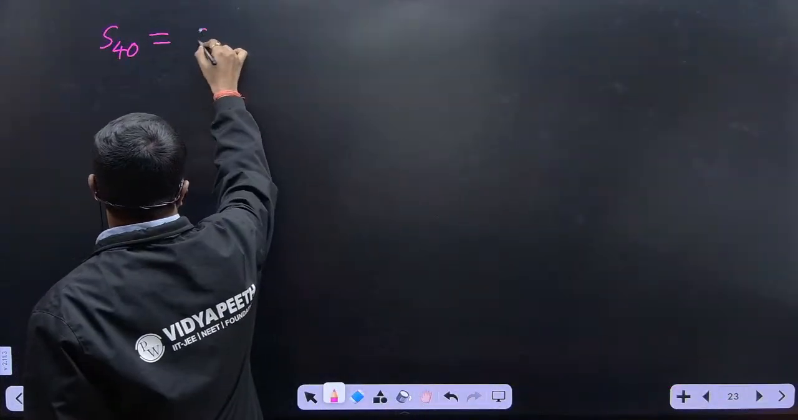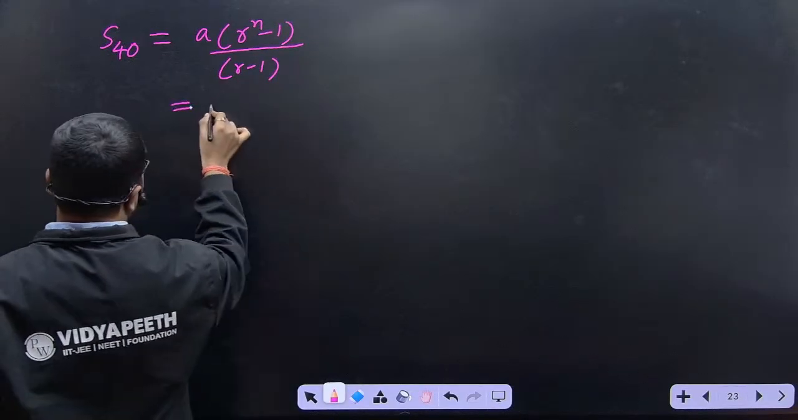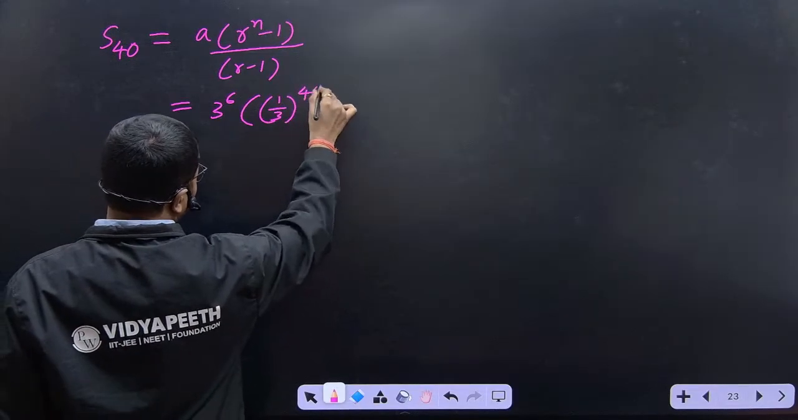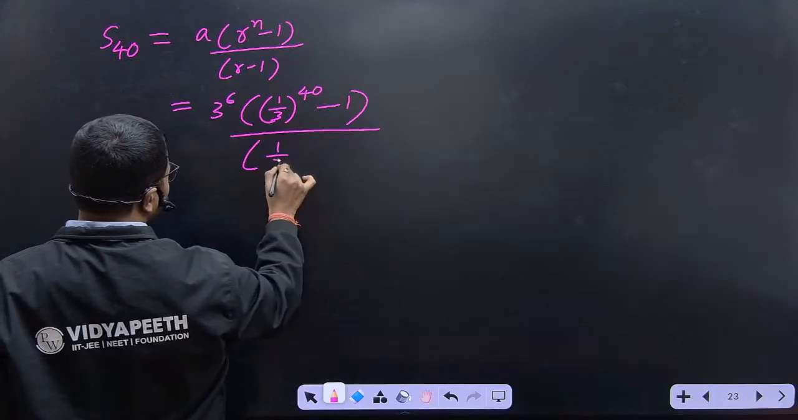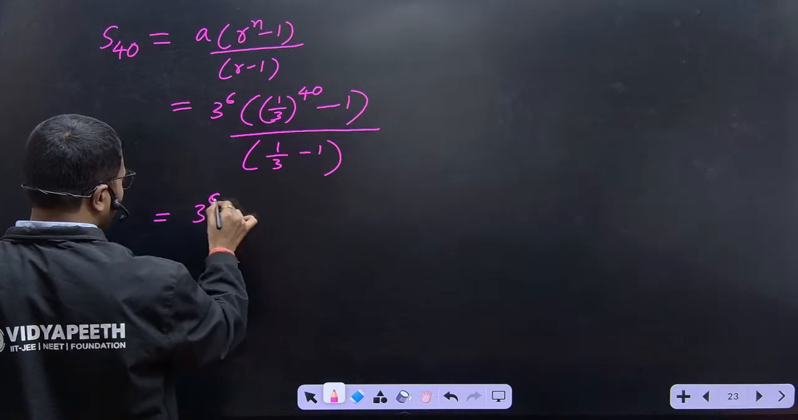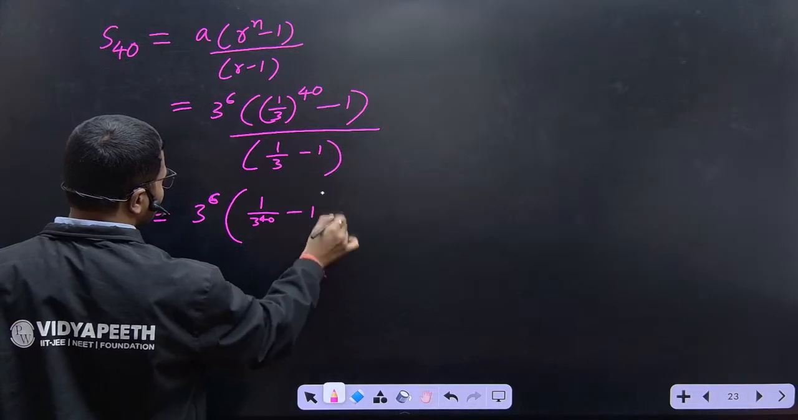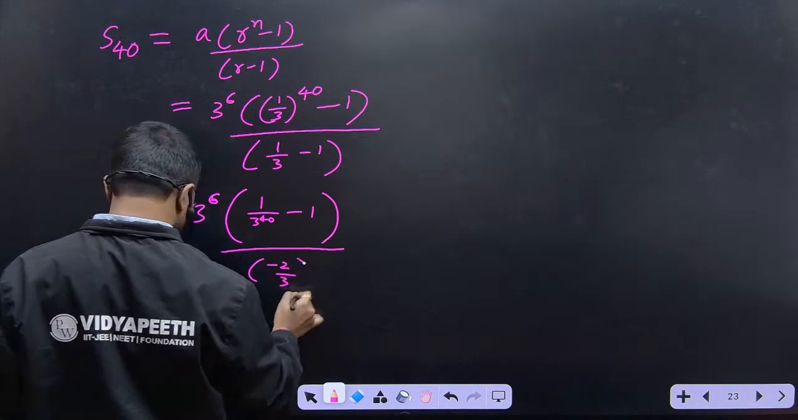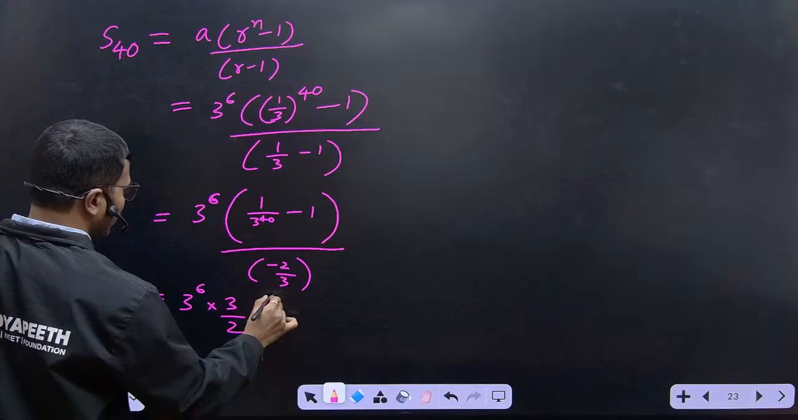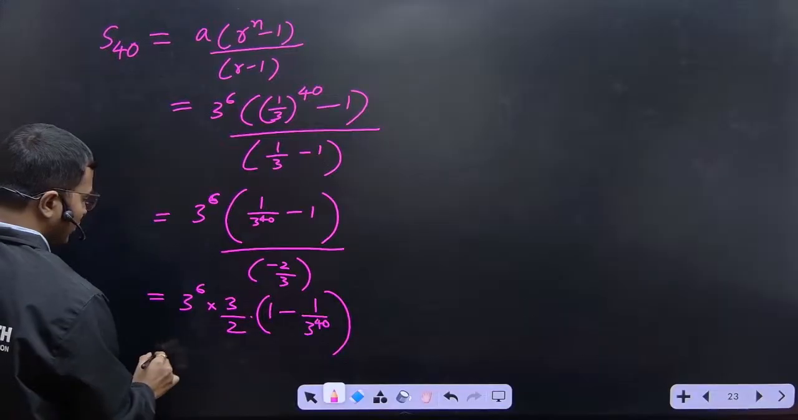So what is the formula for Sn? A into (R power n minus 1) by (R minus 1). So A we have 3 power 6, R is 1 by 3, power n is 40, minus 1, by R, 1 by 3, minus 1. So let us simplify it. 3 power 6 into (1 by 3 power 40 minus 1) by minus 2 by 3. So 3 power 6 into 3 by 2 into (1 minus 1 by 3 power 40). Just simplification we are doing.